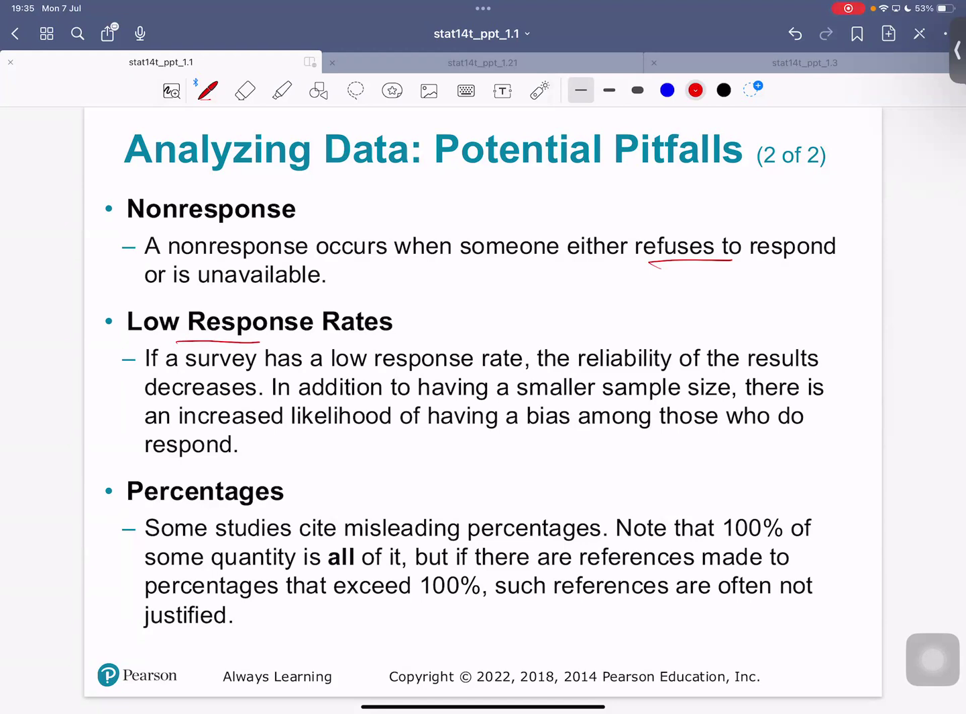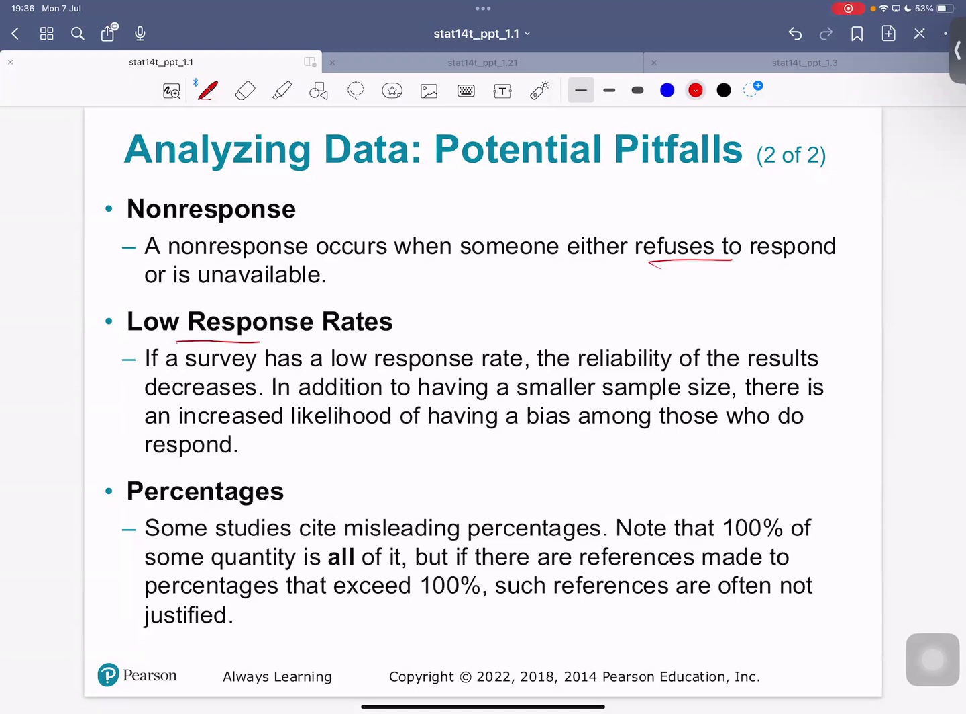Percentages. Some studies cite misleading percentages. Know that 100% of some quantity is all of it. But if there are references made to percentages that exceed 100%, such references are often not justified.